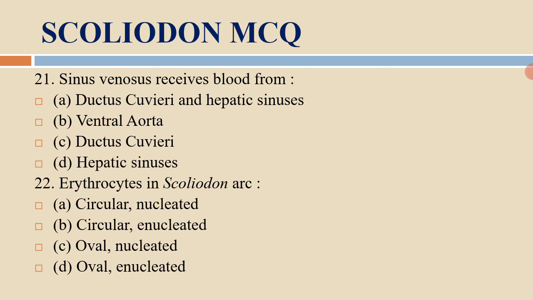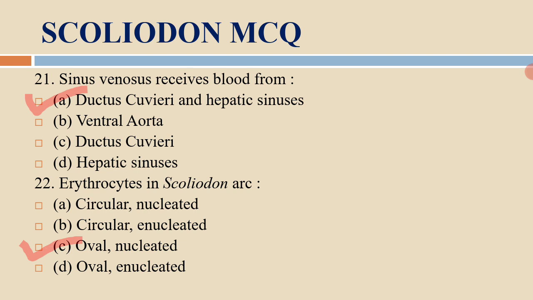Next one: sinus venosus receives blood from. Sinus venosus is one of the chambers of the heart. It receives blood from A. ductus Cuvieri and hepatic sinuses, B. ventral aorta, C. ductus Cuvieri, D. hepatic sinuses. So the sinus venosus, in which the impure blood is first collected, drains deoxygenated blood from the ductus Cuvieri and hepatic sinuses.